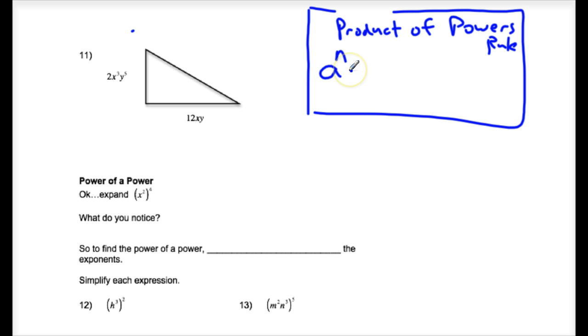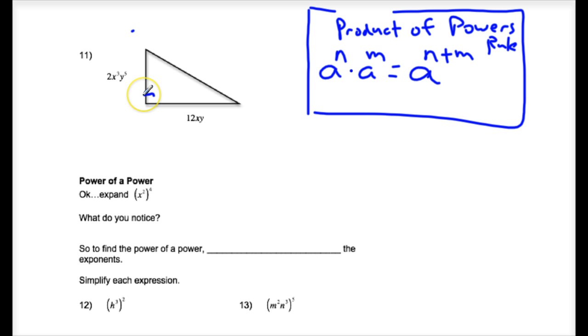Which is a to the nth times a to the mth equals a to the n plus m power. It's just the rule that tells you if the bases are the same, add your exponents. That's all that one's doing. We're going to have more rules. Okay? All right. This one, I'm just going to do real quick because I know we're hurting for time.